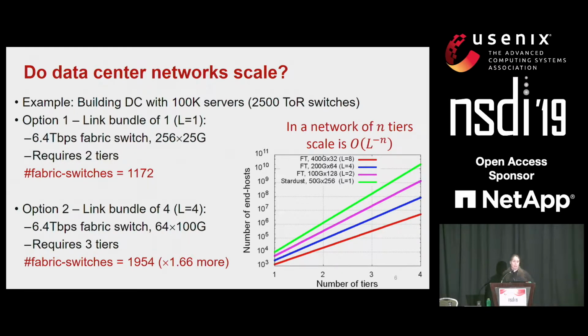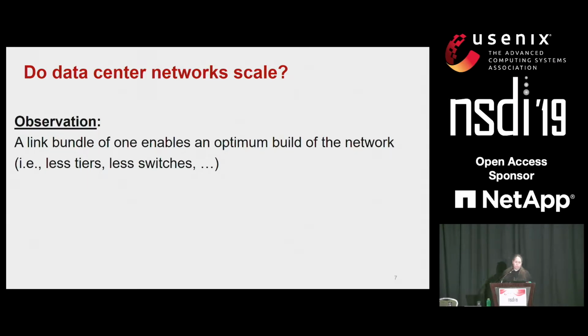And in general, the number of tiers scales inversely proportional to the link bundling power. So if I'd like to build a network using just 2 tiers, I can build, using a link bundle of 1, a network with 64 times more hosts than if I use a link bundle of 8. So using 50 gig links, I'll be able to connect 64 times more hosts than using 400 gig ports. So that's our first observation. Using a link bundle of 1 enables an optimum build of the network, with fewer tiers and fewer switches.